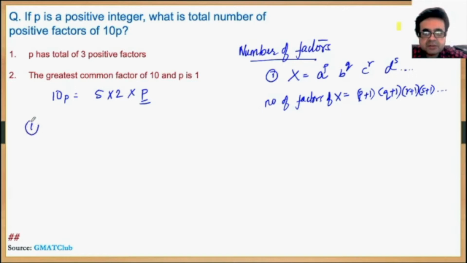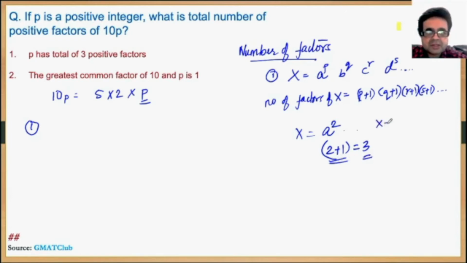So in statement 1, we are given that p has a total of 3 positive factors. It is a known fact that a square of a prime number has 3 positive factors. How do we know that? Simple, by the number of factors formula. If you have x equal to a squared, then 2 plus 1 would be 3. Because there are no other prime factors, this is the only number that you're going to add with 1 and get the number of factors.